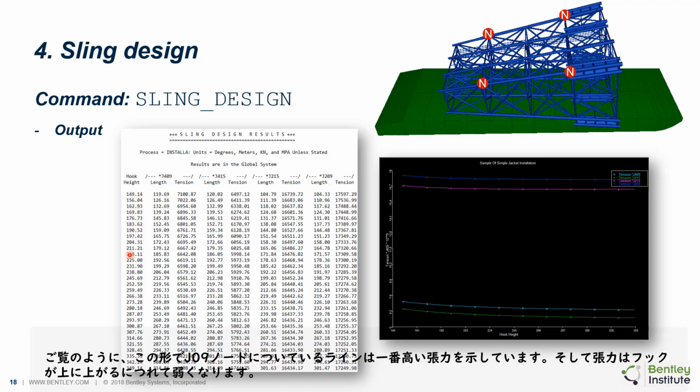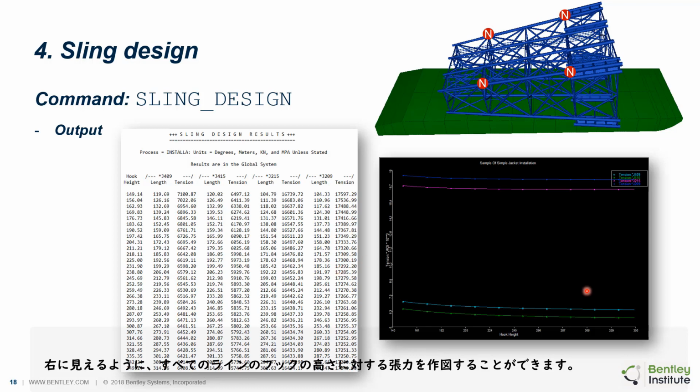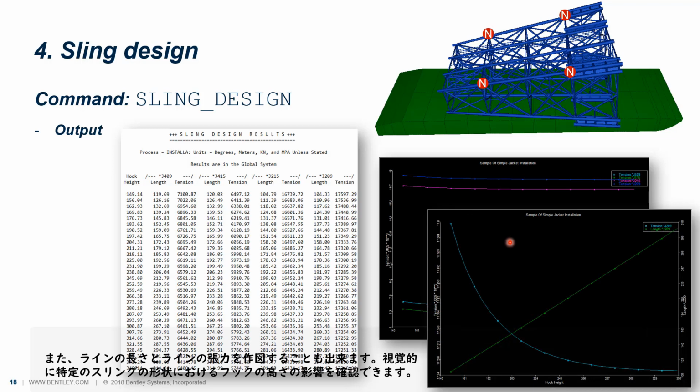As you see, in this configuration, the line attaching to the node J09 shows the highest tension. Then the tension decreases as the hook point goes up. And also, as you see on the right hand side, you can plot the line tensions of all lines against hook height. You can also plot line tension versus length of the line here. So we can visually check the impact of the hook height under the specific sling configuration.